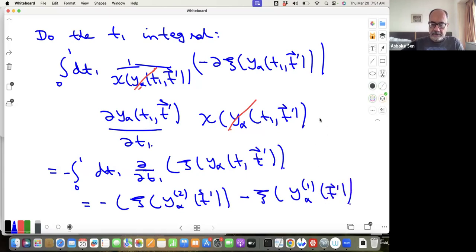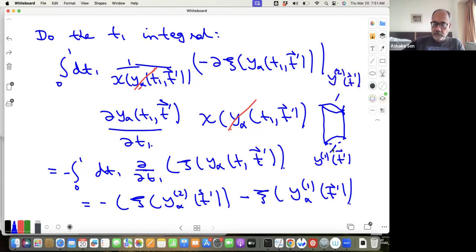Because if you recall the cylinder, if I draw the cylinder here, this was y1 of t prime, and this was y2 of t prime. So we have performed the integration over t, and you have expressed this as a difference between xi of y2 alpha t prime minus xi of y1 alpha t prime. Are there questions?